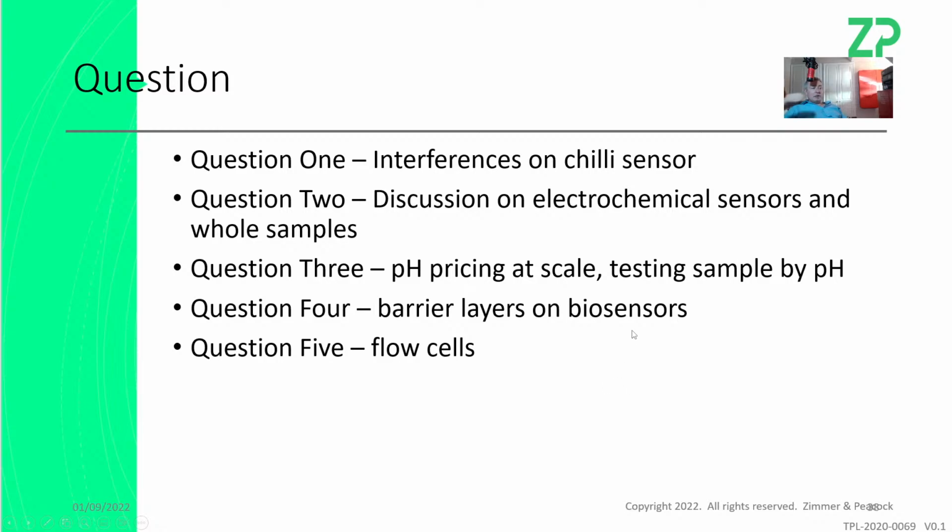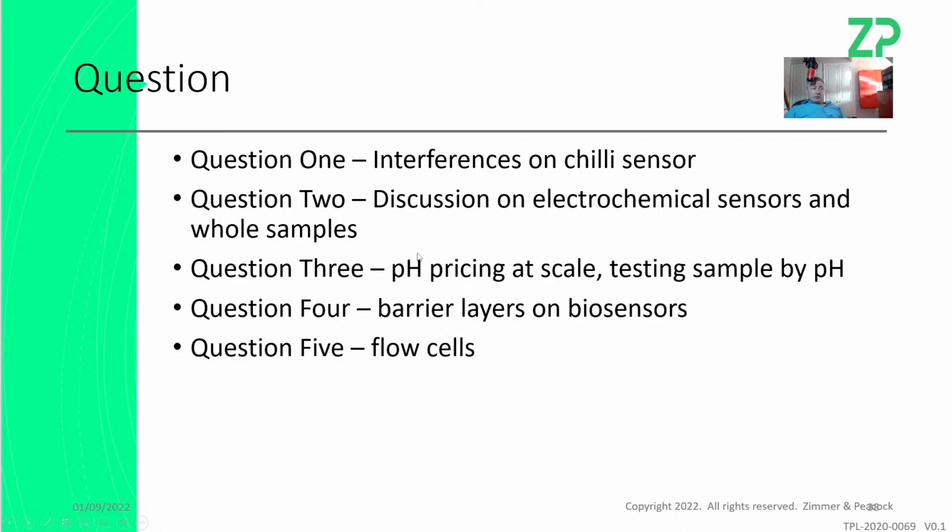But question number 1, interferences on chili sensors. We need to upgrade the person to a FoodSense 3.0. So we're getting a question coming in, and that's why I wanted to have this webinar, because the person asking, we're going to upgrade them to what's called a FoodSense 3.0. No issues there. We just need to have an email conversation about that.